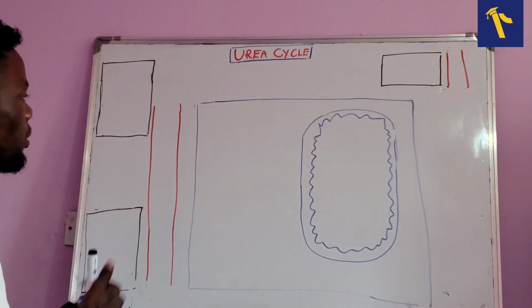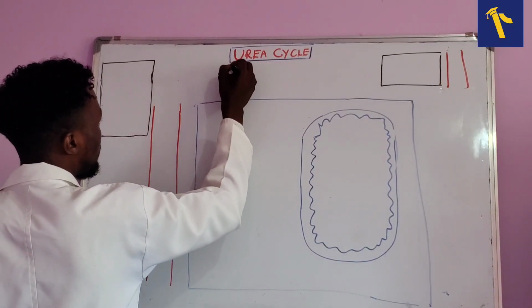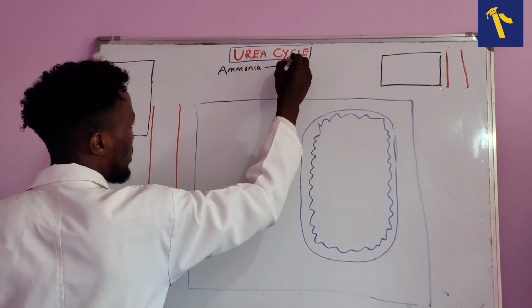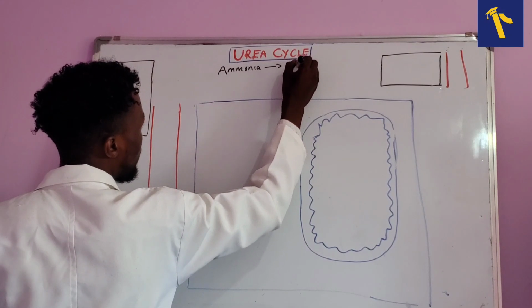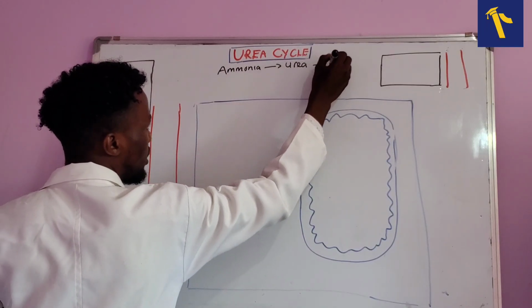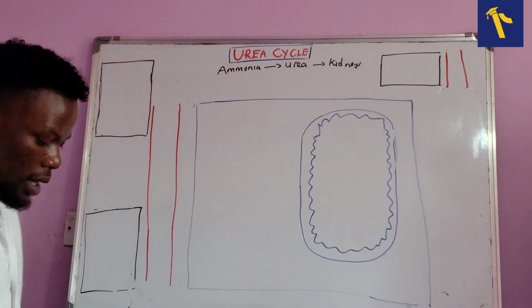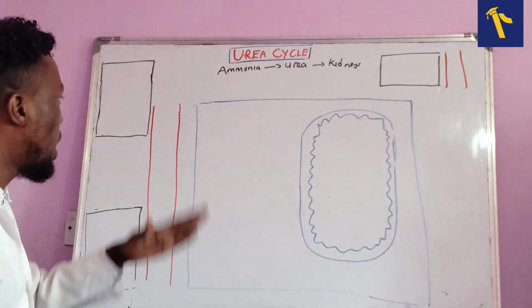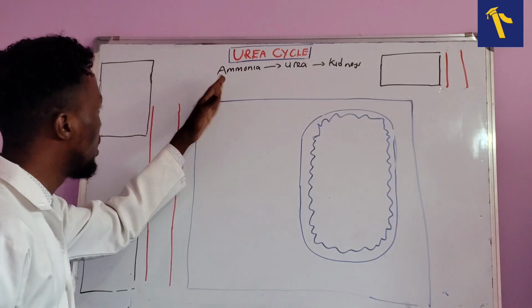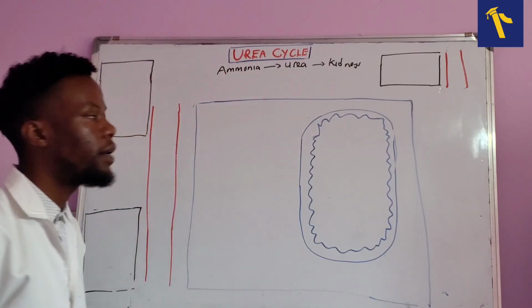So this urea cycle is a cycle which is very important to get this ammonia and convert it into a less toxic substance which we call urea. And this urea, remember, is going to be excreted by the kidneys. The question you can ask is: why does this process have to happen? Why does this ammonia have to be converted into urea, and the urea excreted by the kidneys?